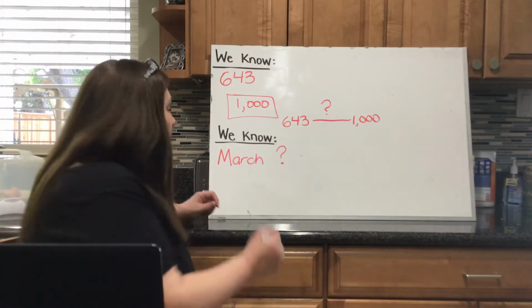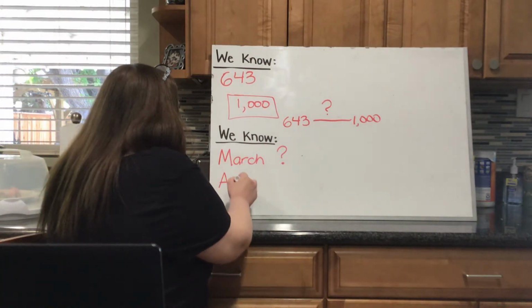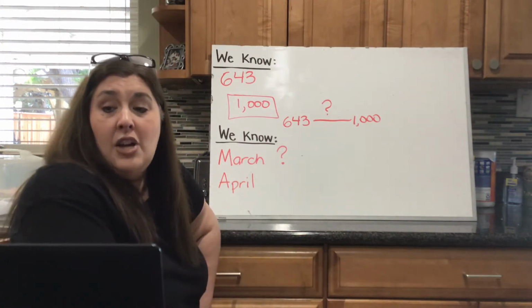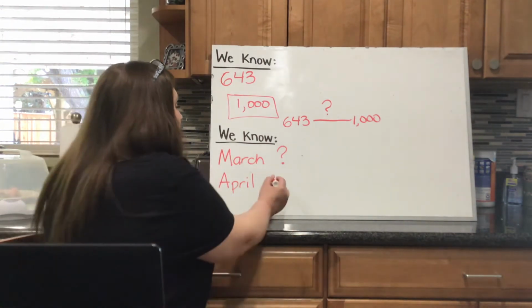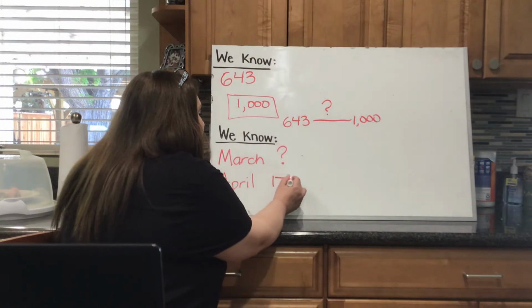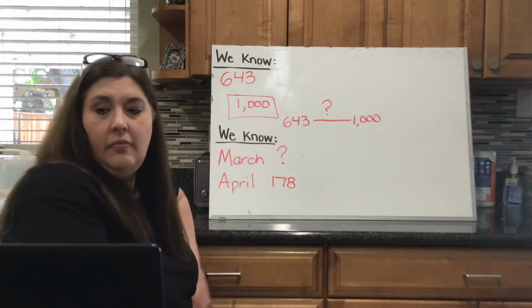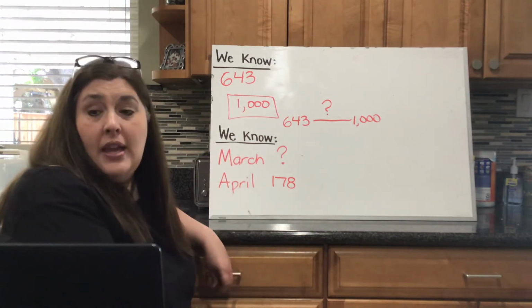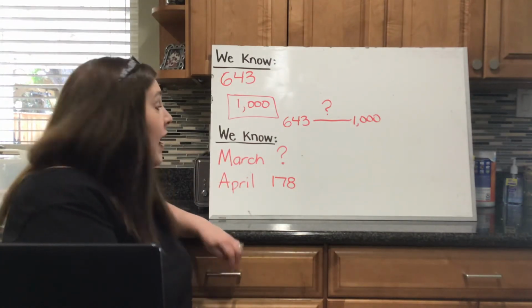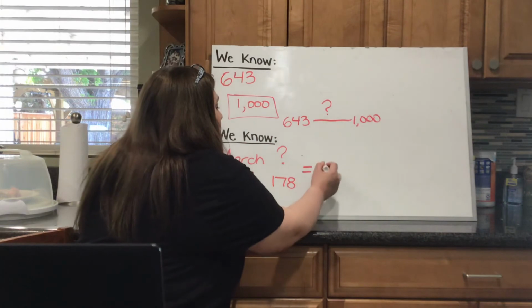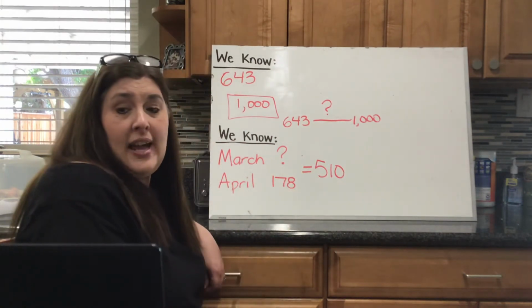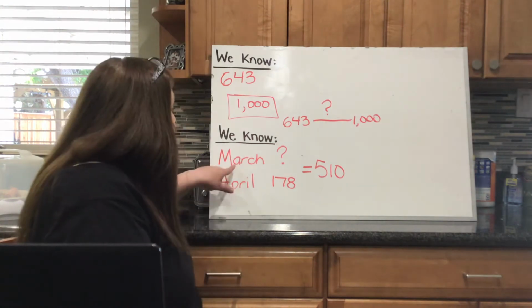But in April, so let's write down April, they plant 178 more flowers. So 178. In the 2 months, so in March and April, they plant a total of 510. So this is our total, 510. So the question is, how many flowers do they plant in March?